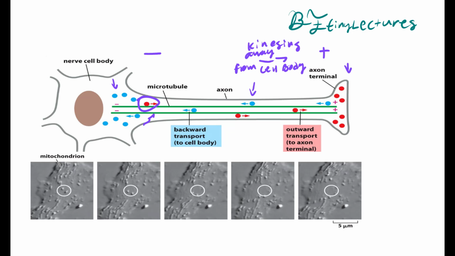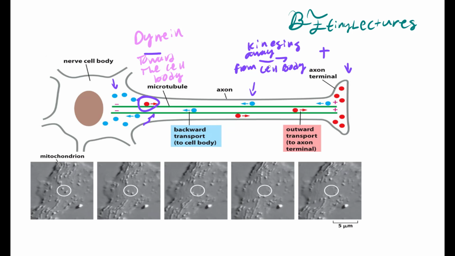Okay, but what about the quote-unquote negative proteins? Well, those are called dyneins. So we have dyneins, and these go toward the cell body. Now just remember that dyneins and kinesins don't really have charges. It's just for convention. It's just to make it easier for you to remember.